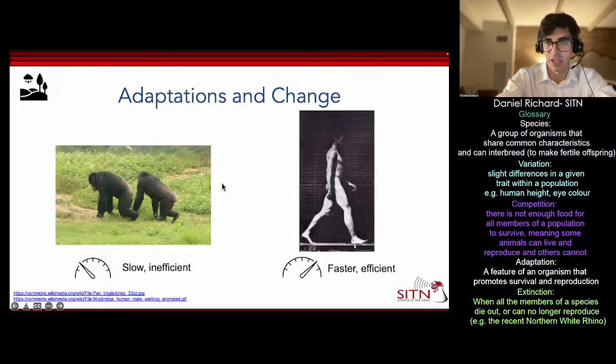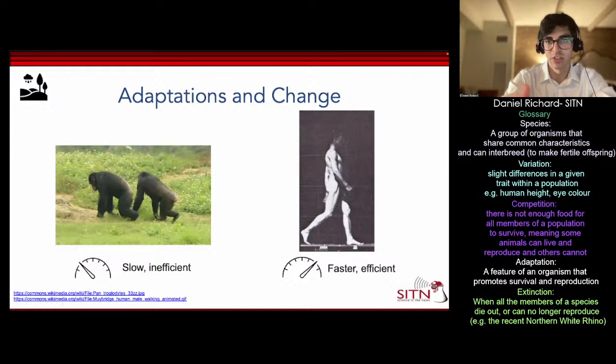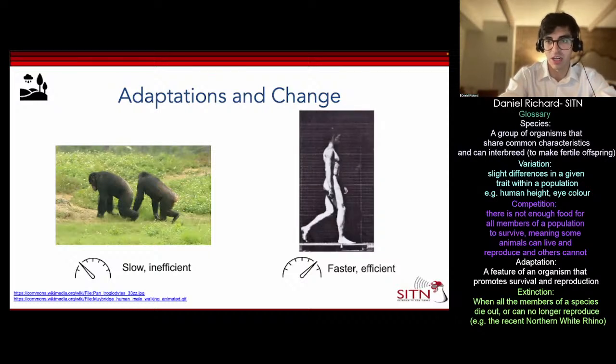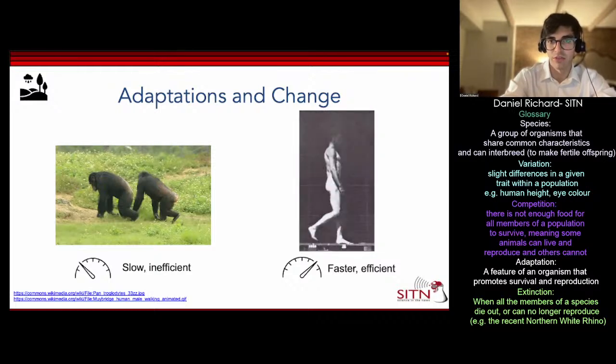In contrast, there have been many, many studies showing that the way humans walk, which is called bipedally, that just means on two legs, is much faster and more efficient for covering longer distances. If you give a chimpanzee and a human the same amount of calories, a human can go a lot further and cover more distance than a chimpanzee can. So it's a more efficient way of getting around.